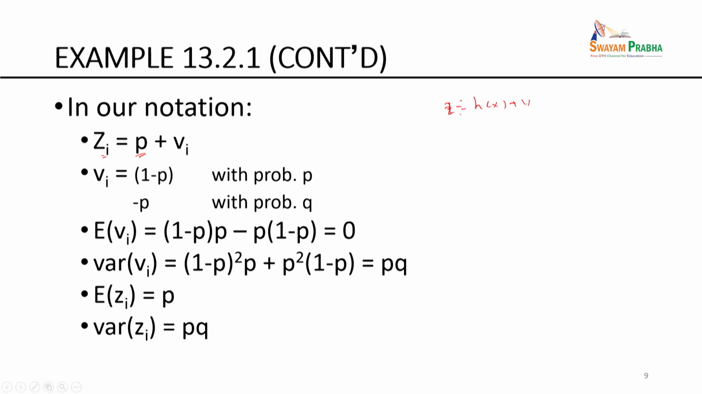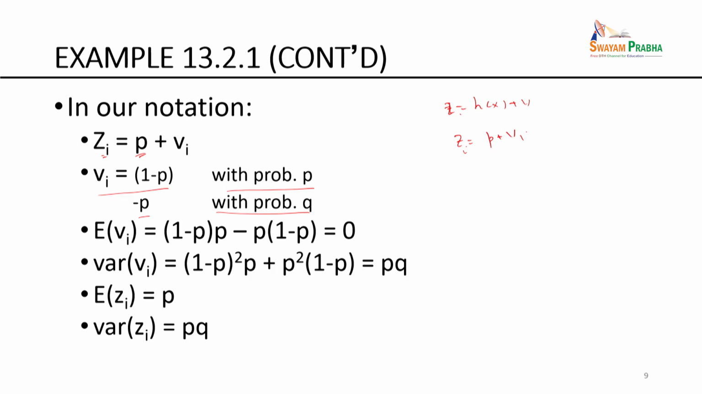H of x, in this particular case, z is equal to p plus v. So zi is the ith toss, vi is the noise affecting the ith toss. vi is equal to 1 minus p with the probability p, and vi is equal to minus p with the probability q.